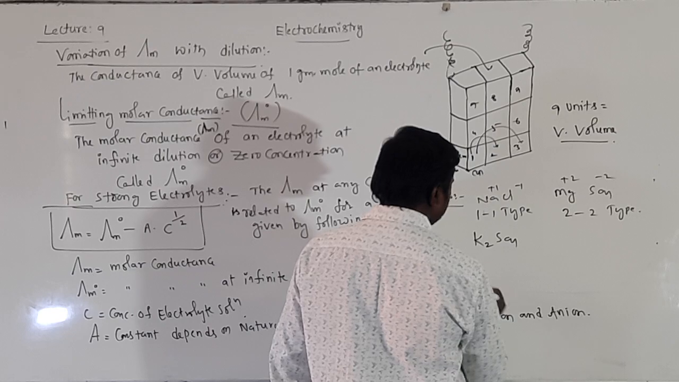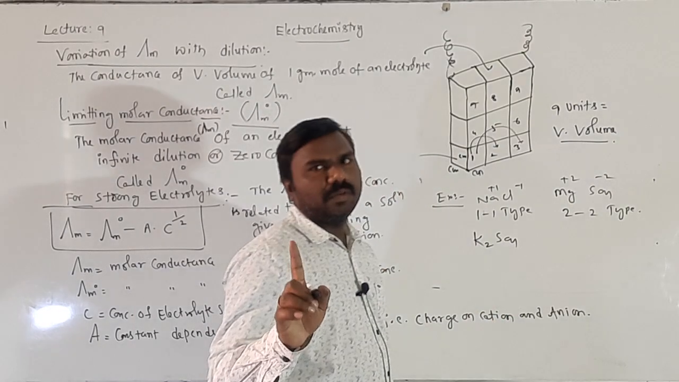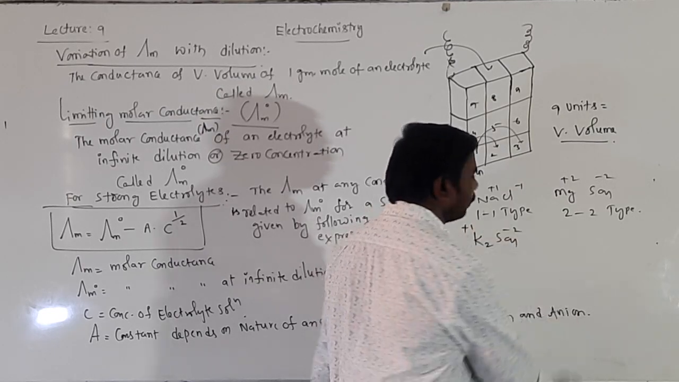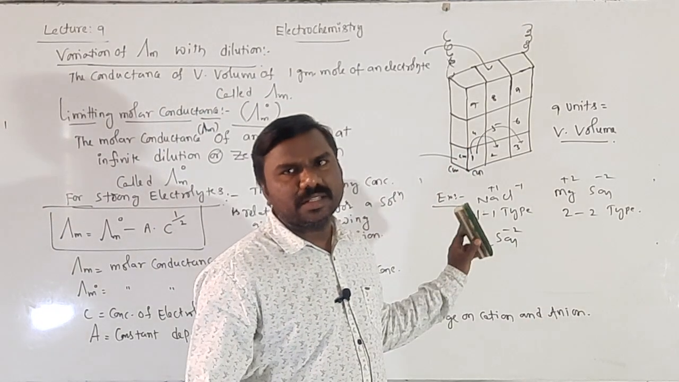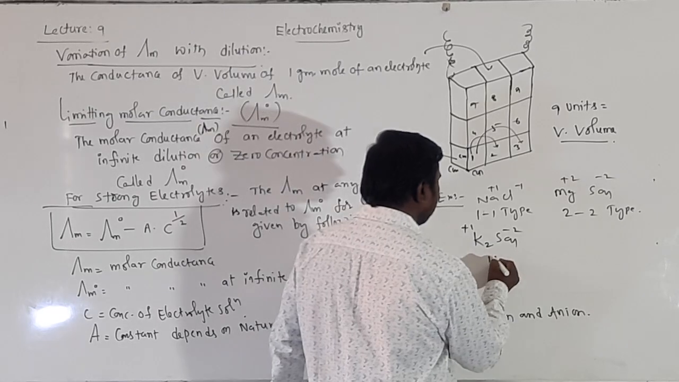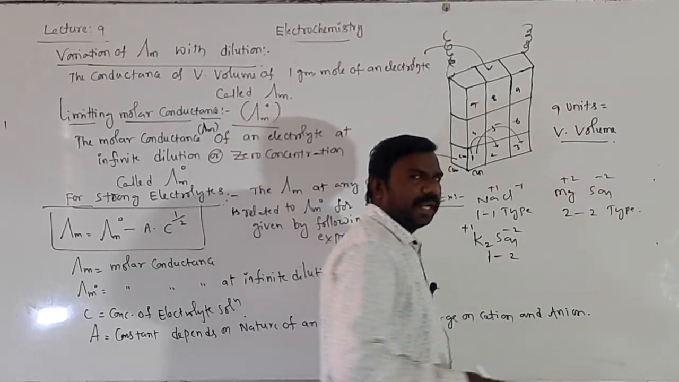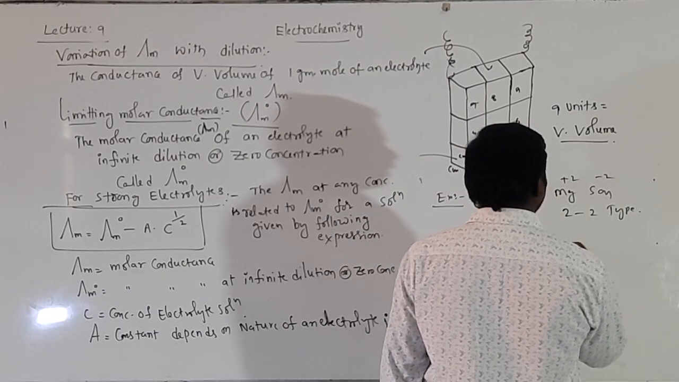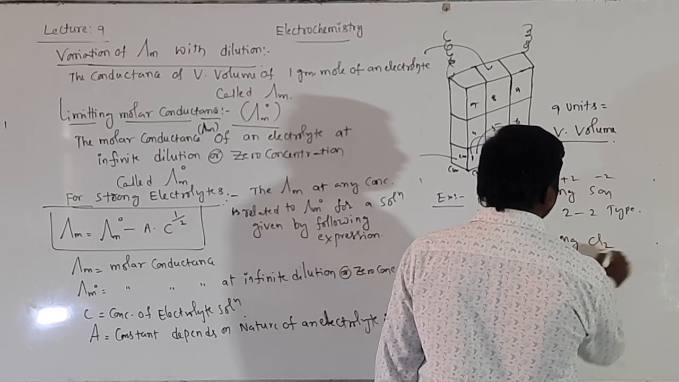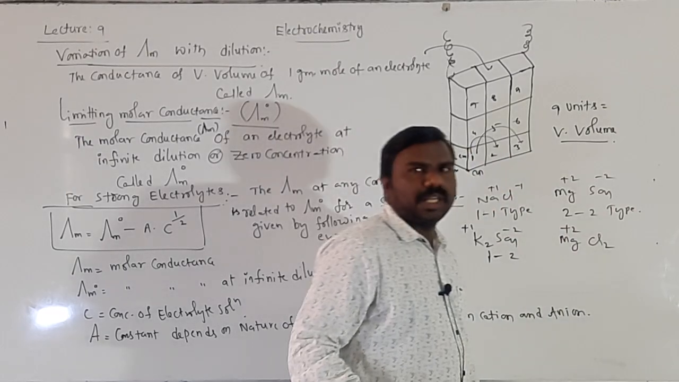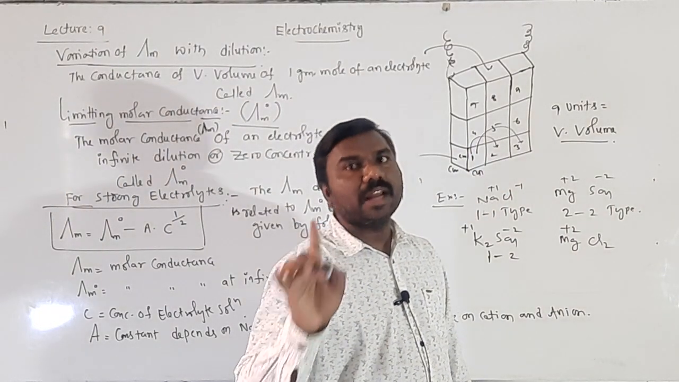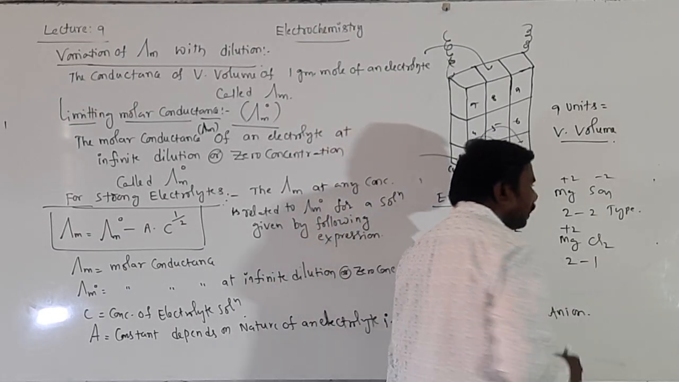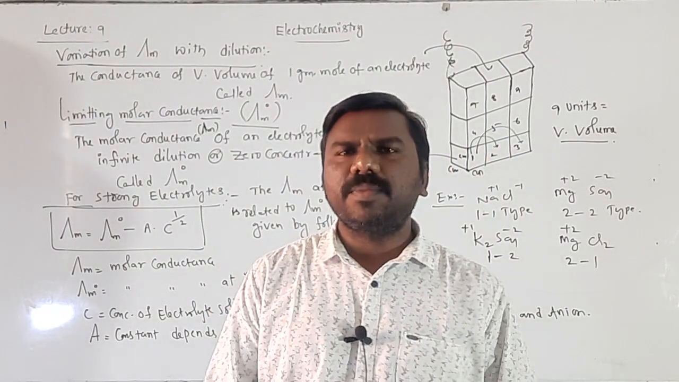K2SO4: K plus 1 only, one K will be plus 1, SO4 will be minus 2. Two Ks are there, but consider only one K. That is why it is a 1:2 type electrolyte, cation 1, anion minus 2. Next, MgCl2: for cation Mg plus 2, for one chloride minus 1, that is why 1 is considered. It is a 2:1 type electrolyte. It is based on charge.